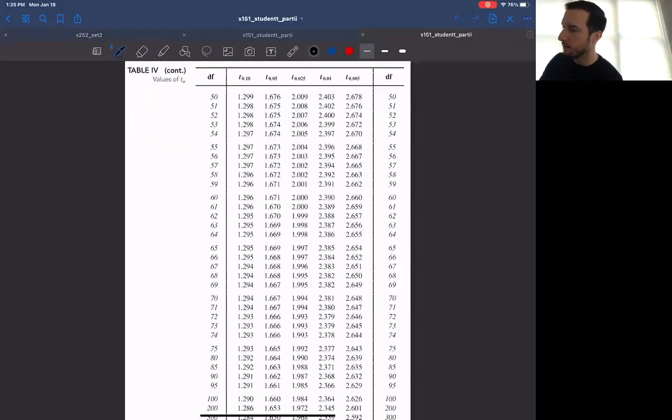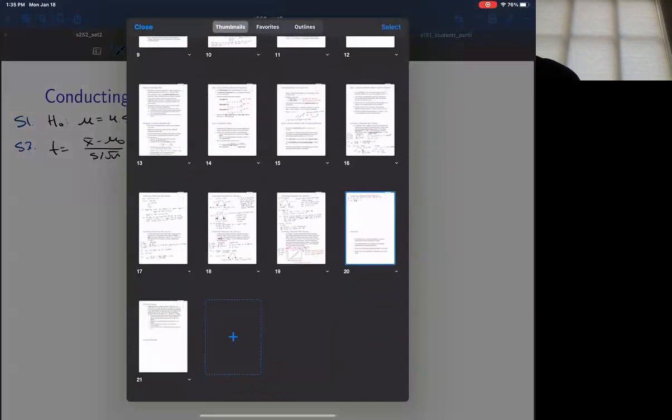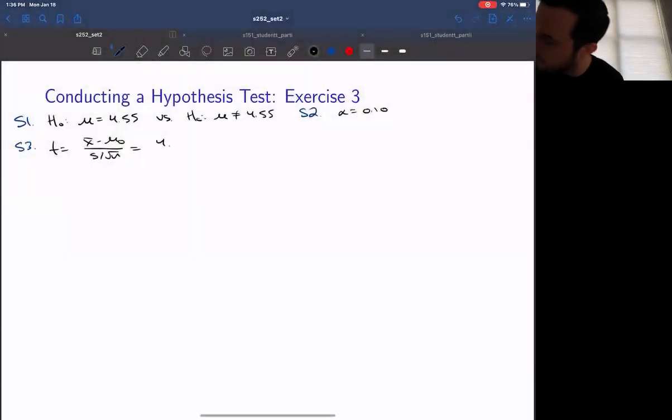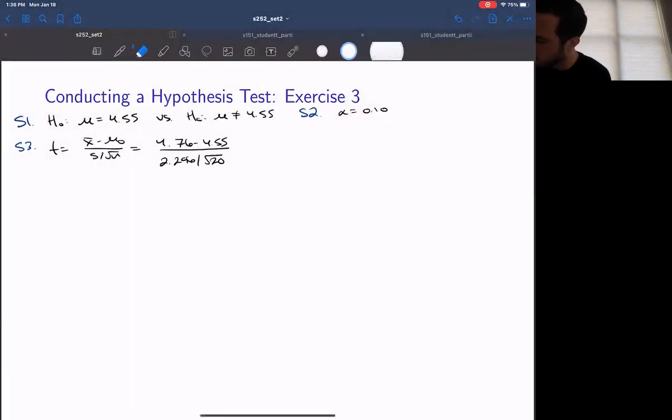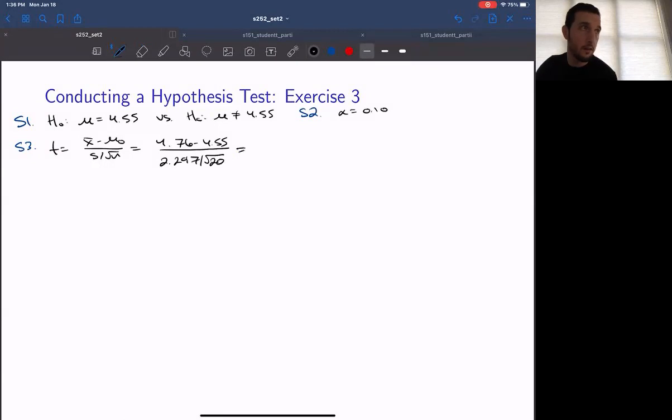So we have here 4.76 minus 4.55 divided by 2.296 over the square root of 20. Sorry, 2.297. Okay, and that's going to give us a test statistic of 0.409.